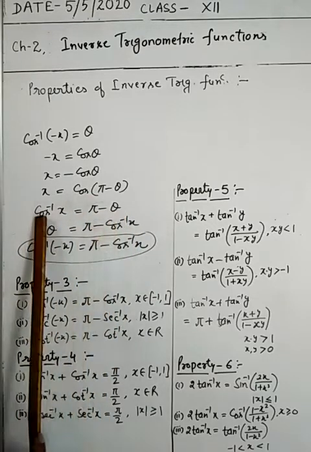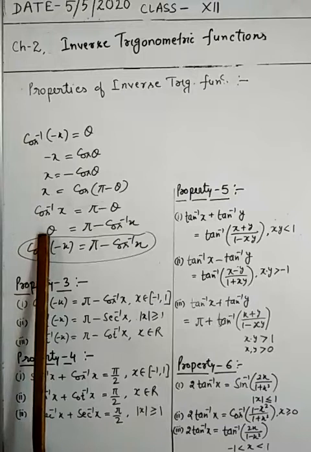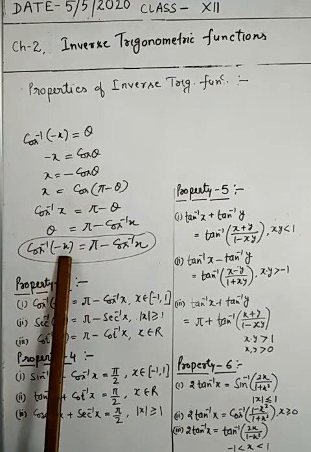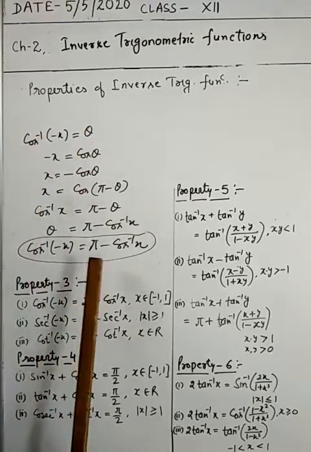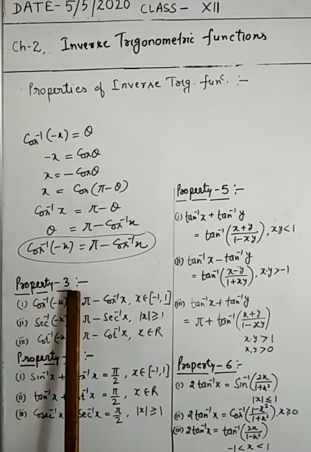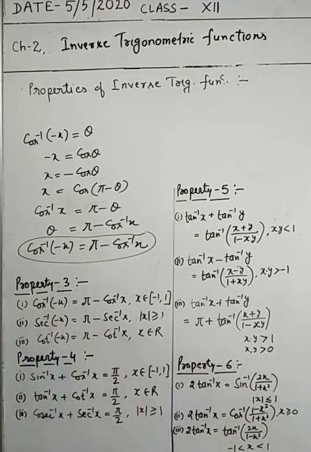Now interchange theta and cos inverse x. Theta this side, plus cos inverse this side, minus. Put the value of theta, this is cos inverse of minus x equals pi minus cos inverse x, which proves the first part of property 3. Similarly, you can try for the second and third.